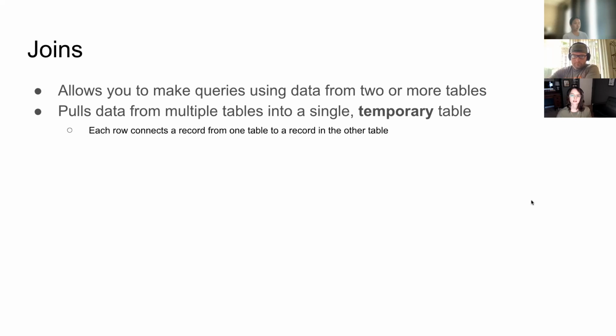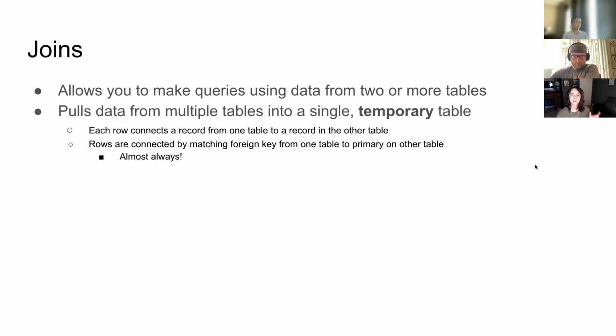And each row will connect a record from one table to a record in another table. So it'll be a row with data from both sides of whatever 2 things you're joining, or more than 2, but we'll start with 2. Rows are connected by matching a foreign key from one table to a primary key on another table. This is a concept that we're probably becoming pretty familiar with, right? And this is how joins work as well.